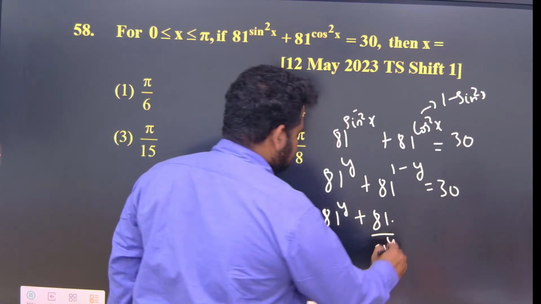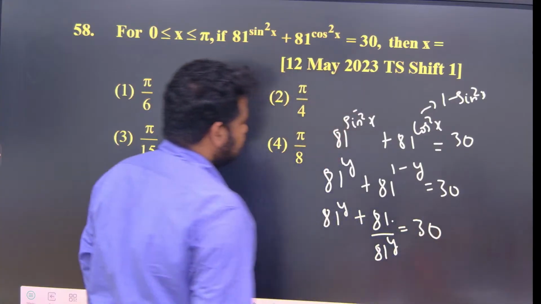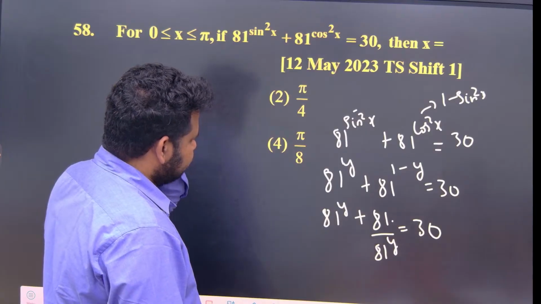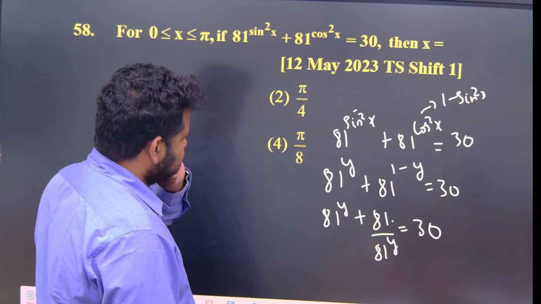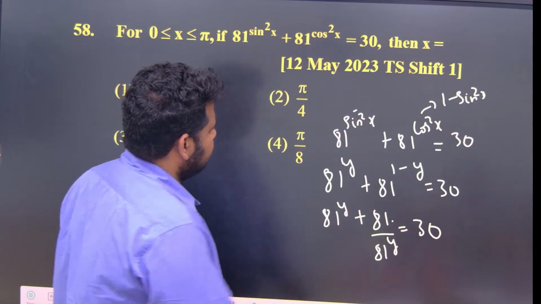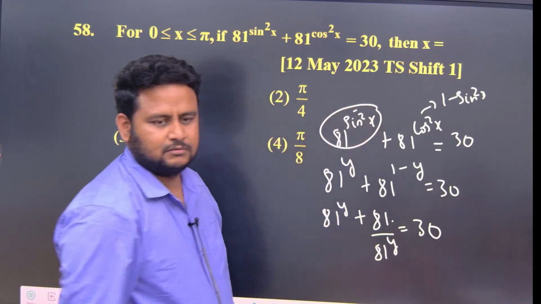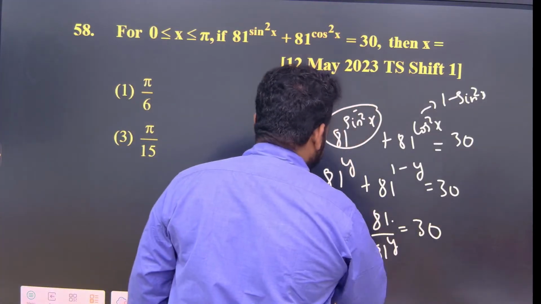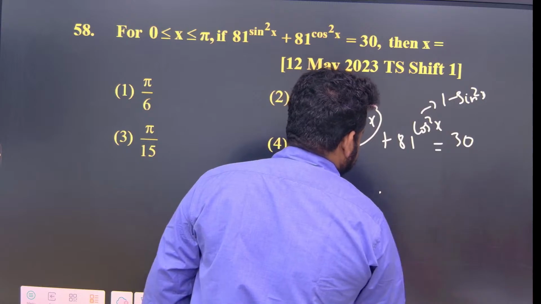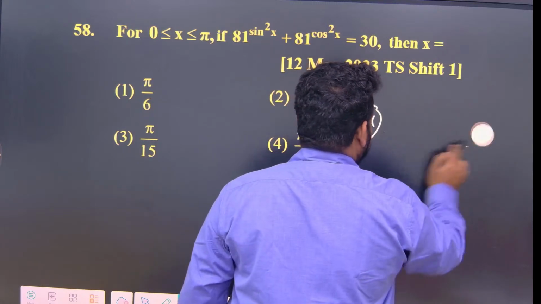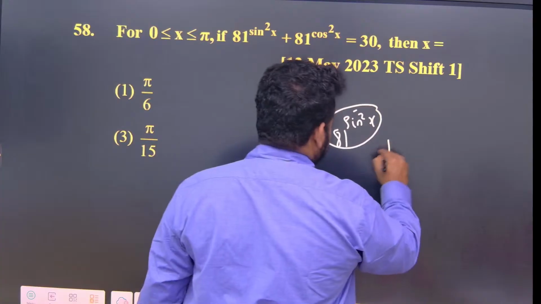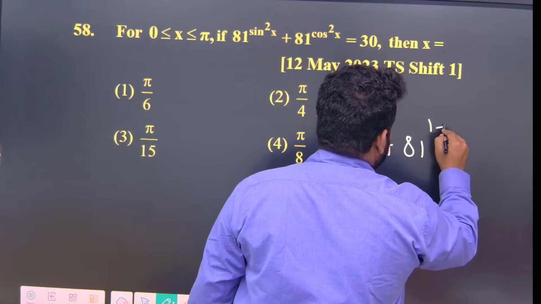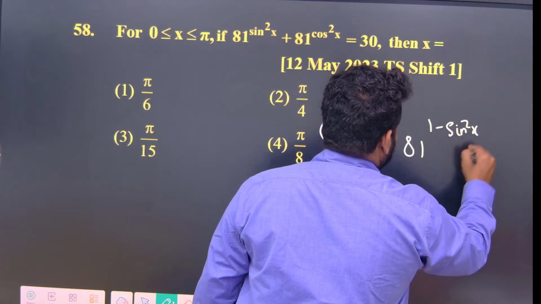Okay. So this will be equal to what? 30. Okay, this will be equal to 30. Correct? Or let me take 81 sin square x itself as y. Instead of taking this one as y, let me write it like this: 81 to the power of 1 minus cos square x, sorry, sin square x is equal to 30.